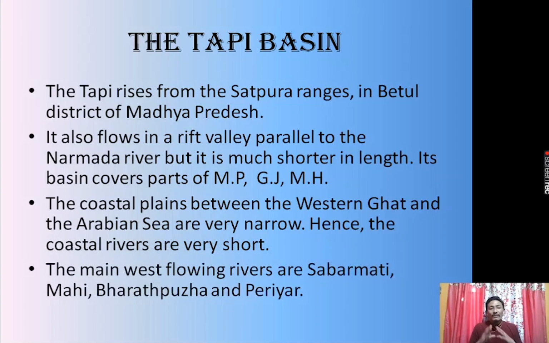Then the main west flowing rivers are Sabarmati, Mahi, Bharatapuzha and Periyar.